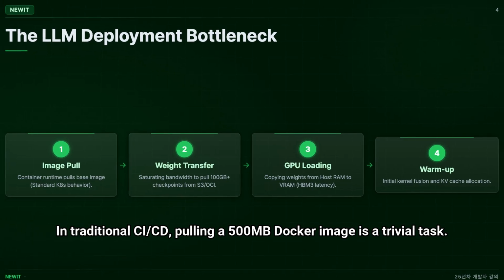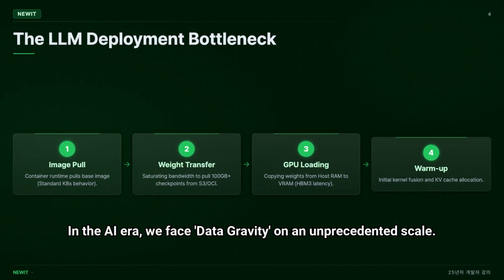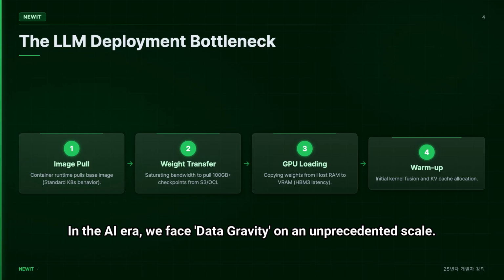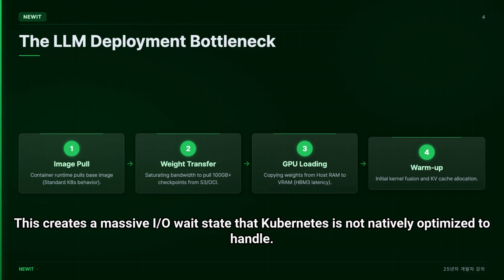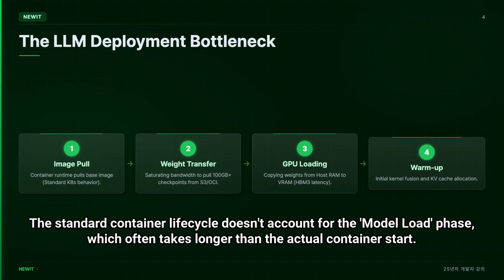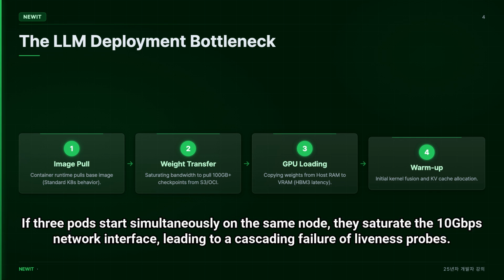In traditional CI/CD, pulling a 500 MB Docker image is a trivial task. In the AI era, we face data gravity on an unprecedented scale. Loading a Llama 3 70B model requires pulling nearly 140 GB of weights from a registry or a distributed file system like S3 or PVC. This creates a massive I/O weight state that Kubernetes is not natively optimized to handle. The standard container lifecycle doesn't account for the model load phase, which often takes longer than the actual container start.